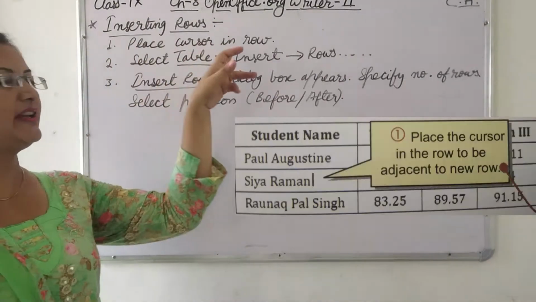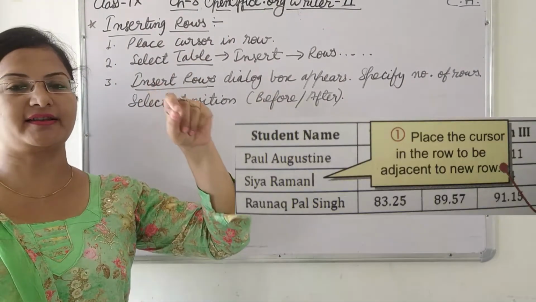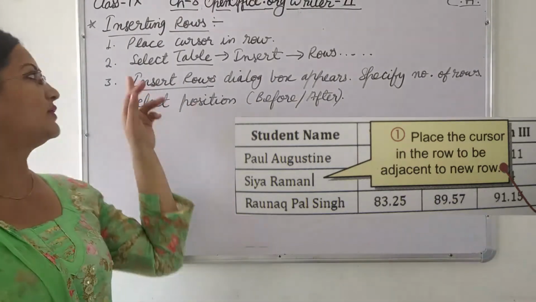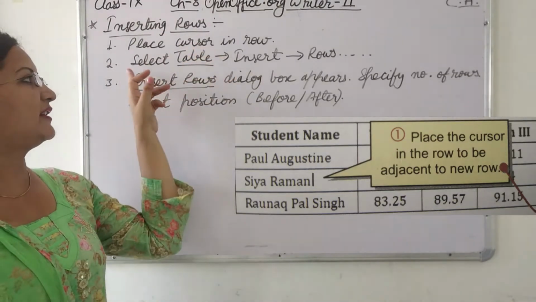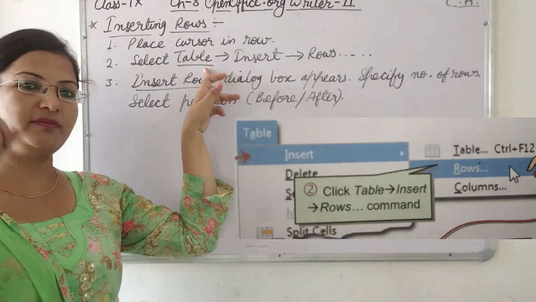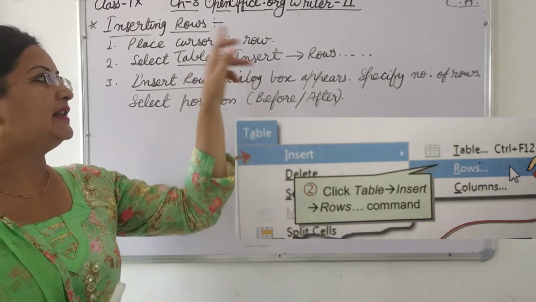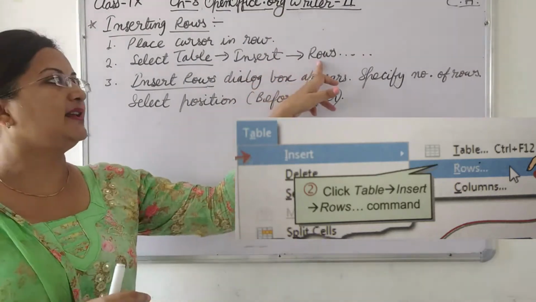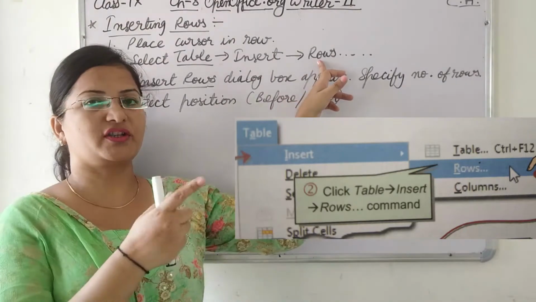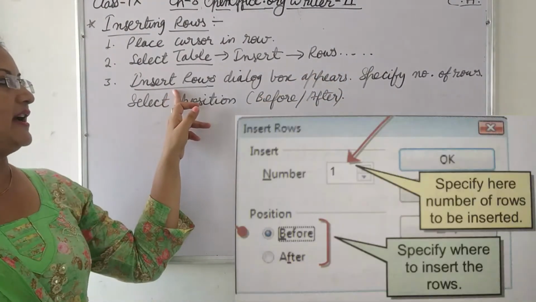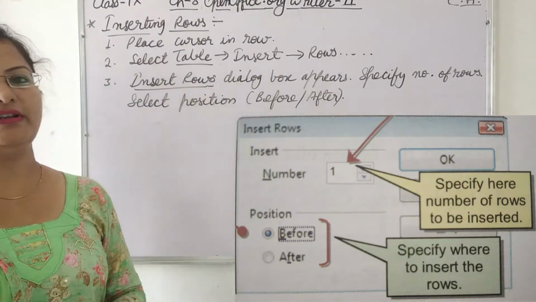Now students, we will learn to insert rows in the table. First of all we have to place the cursor inside the row adjacent to which we want a new row. Then select Table in the menu bar. There you have to click on Insert, and then you will get the options Rows and Columns. Here you have to select Rows. Then the Insert Rows dialog box will appear.